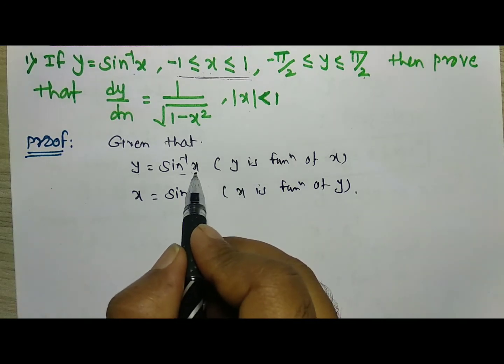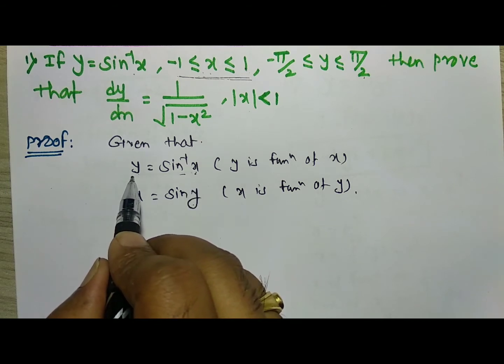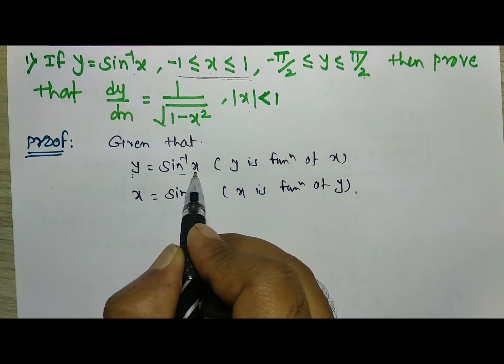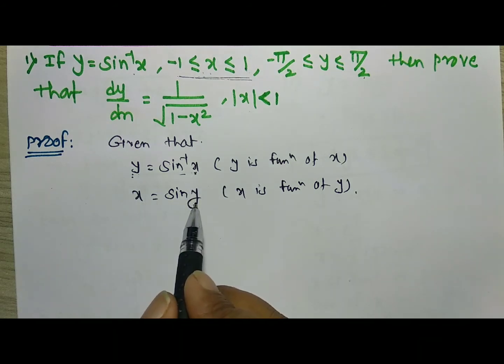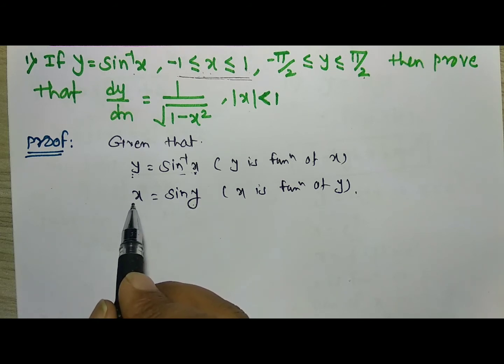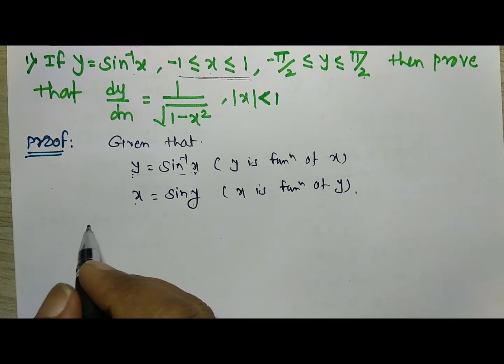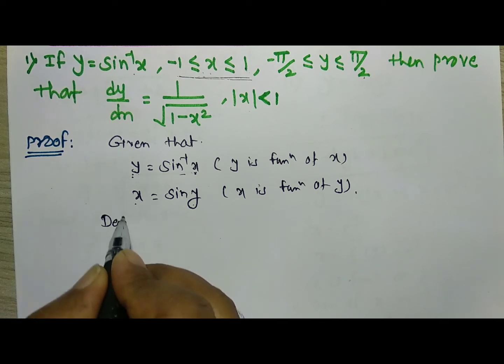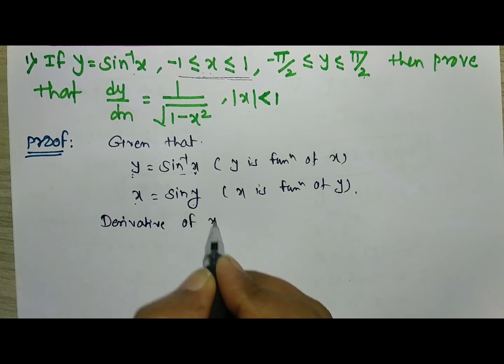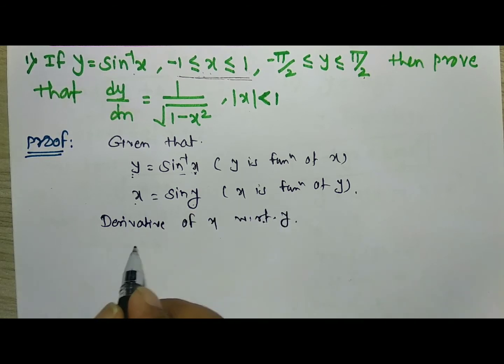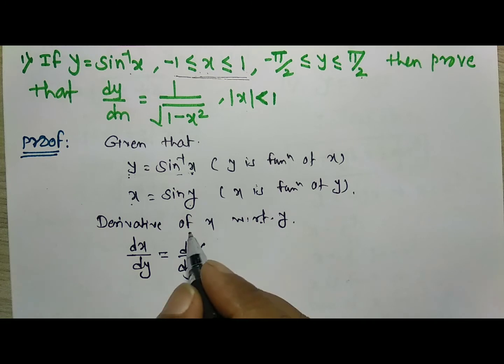What does it mean? When the value of x changes, at that time you will get the change in the value of y. That means y is a dependent variable and x is an independent variable. Right now when the value of y changes, the value of x changes, so x depends on y, and therefore x is a function of y. So you have to differentiate, taking the derivative of x with respect to y, and it is nothing but dx by dy.